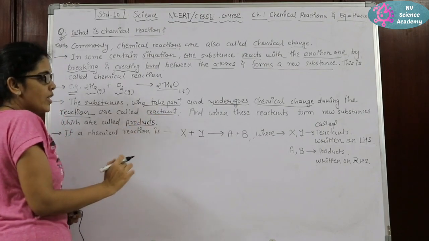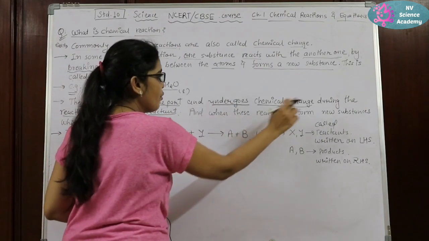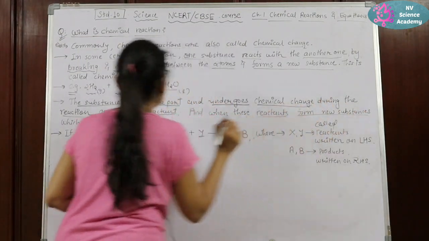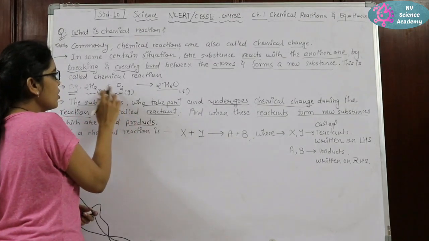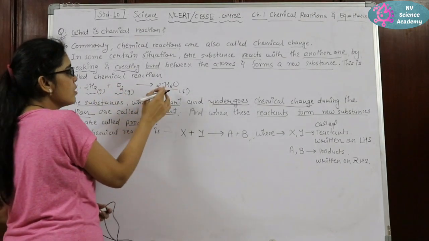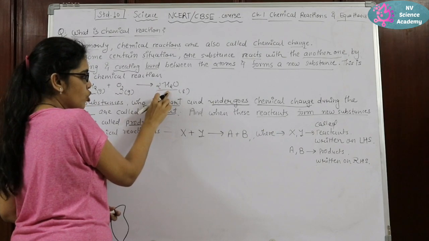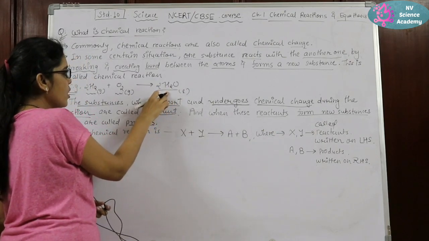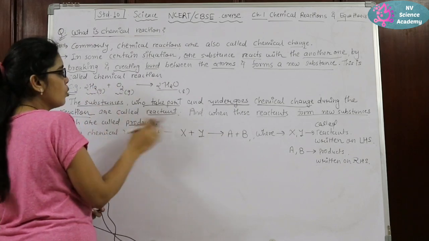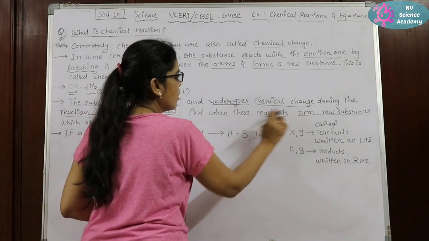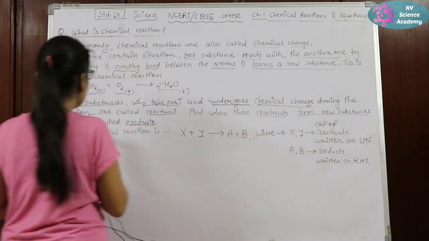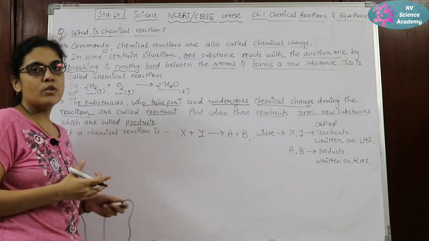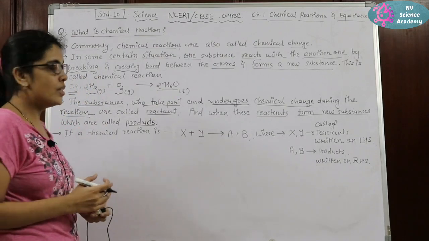Now what are the products? When these reactants form new substances, here hydrogen and oxygen react with one another and form the new substance H2O, called water. So this is the product of this reaction. When the reactants form new substances, those are called products. I hope you are clear about these three definitions.